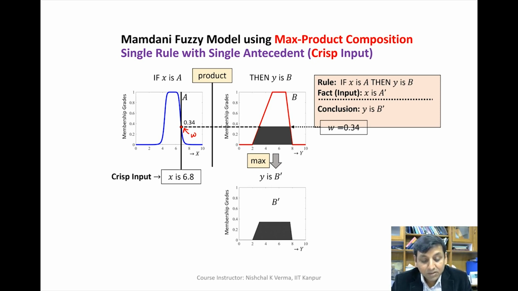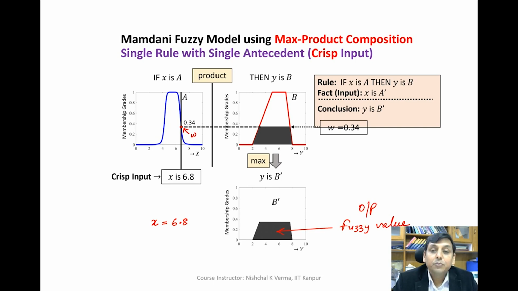and with this weight value, we move further and we truncate and we are going to get the same output. So x is equal to 6.8 is going to give us the same output. This is the fuzzy value as the output.